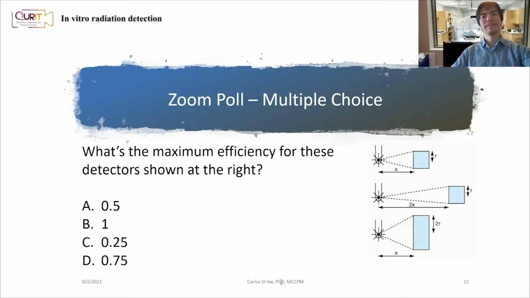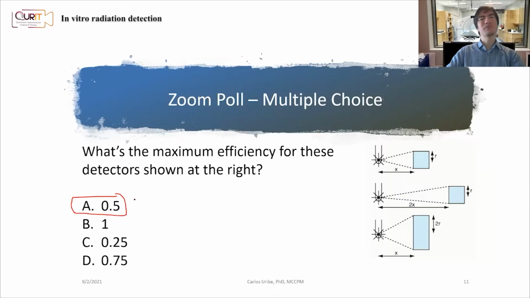Okay, let's stop that poll. I'm going to show the results. And well, the results are very divided. Most of the people said C, which is 0.25, but let's think. The correct answer in this case is actually A.